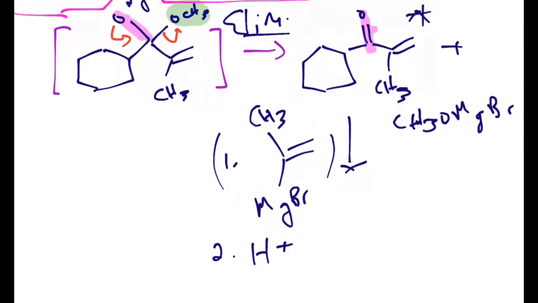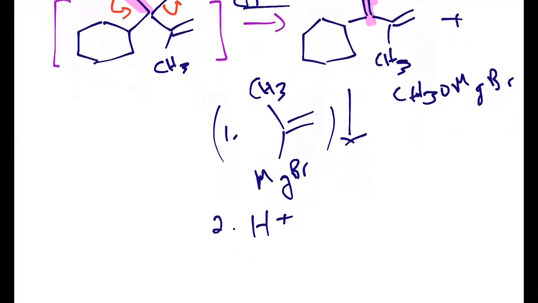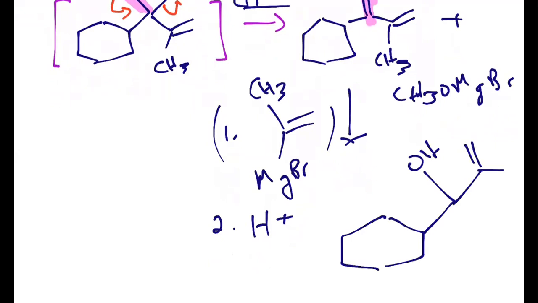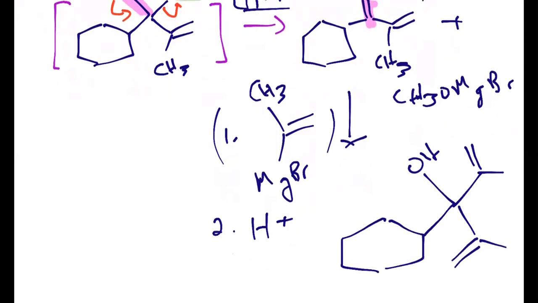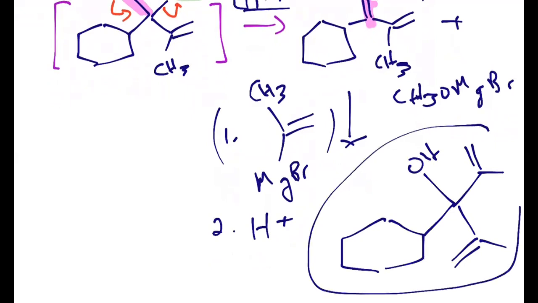I'm not going to go through the arrow pushing. I'm just going to draw the product and show you what we should get. OH will be there, and then the methyl groups will be here. So this would be the final product, plus whatever side products you get from the leftover magnesium.